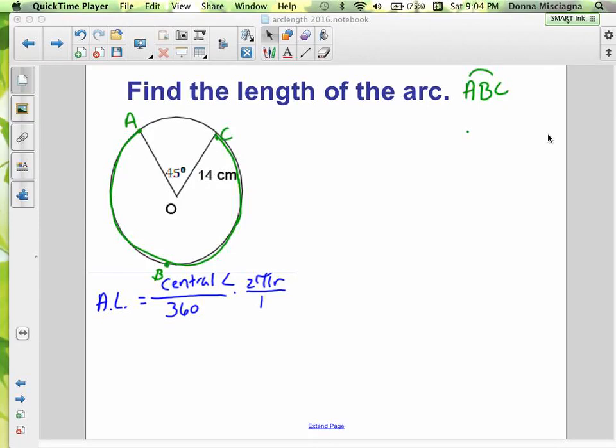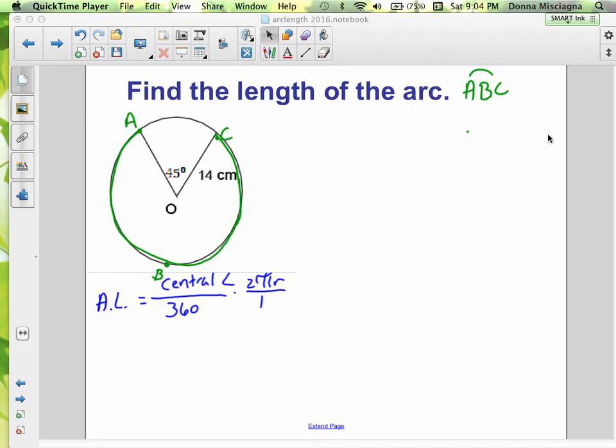Welcome back. So we're going to finish up our study of arc length. And this problem's not in your notes, I don't believe. We're going to find the measure of the arc ABC. So notice we're given the measure of arc AC, but we're not given the measure of arc ABC. The video is going to pause in a moment, and I'm going to ask you, what's the measure of arc ABC?